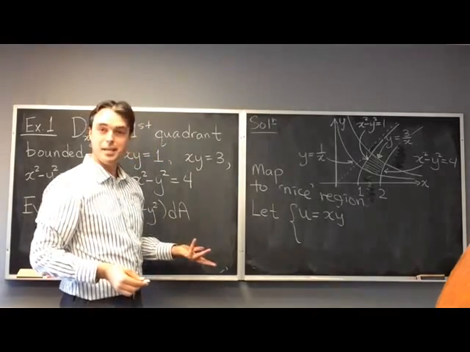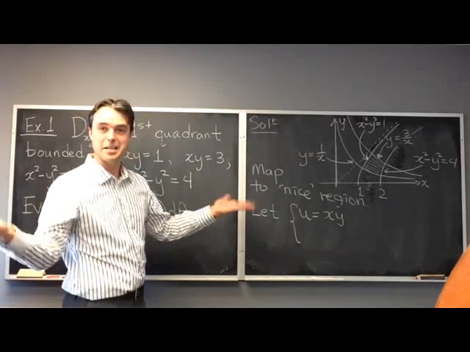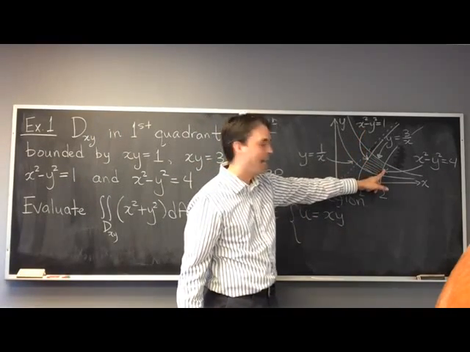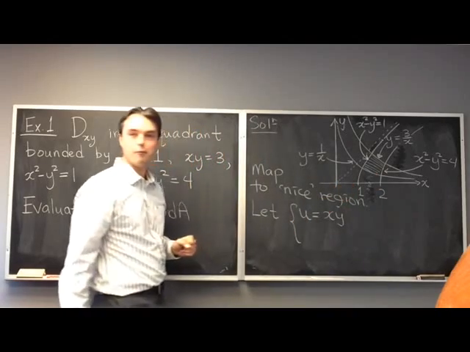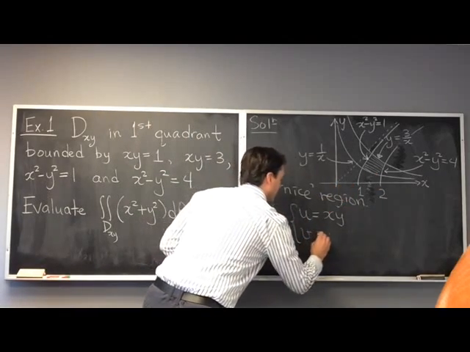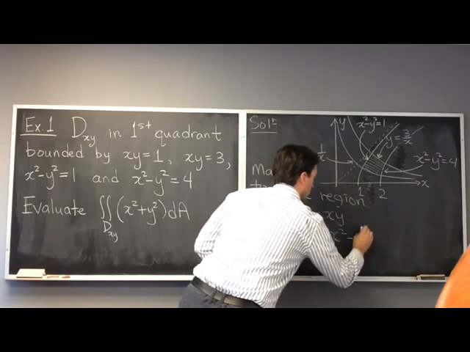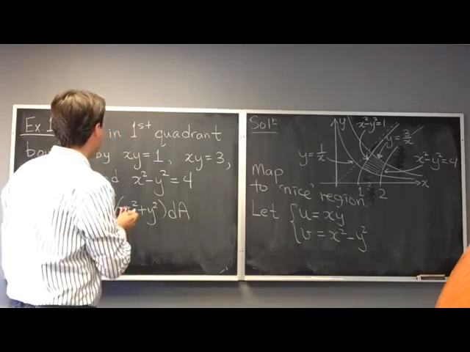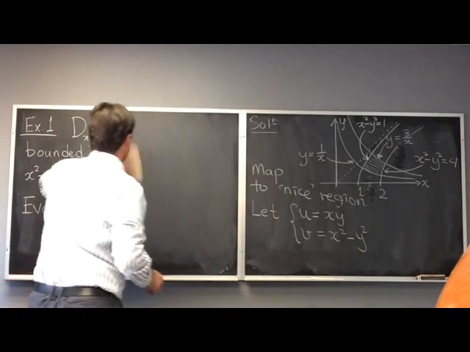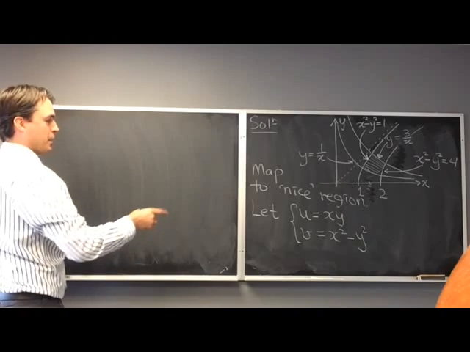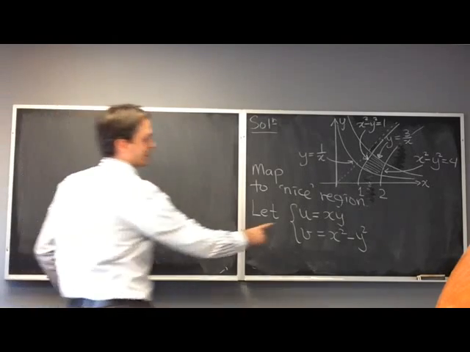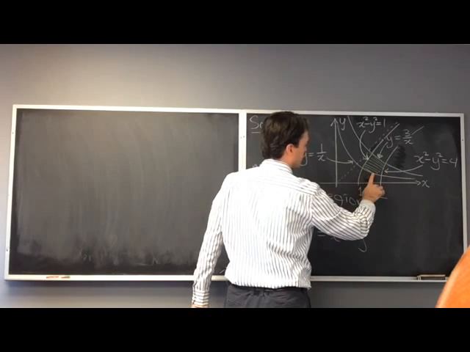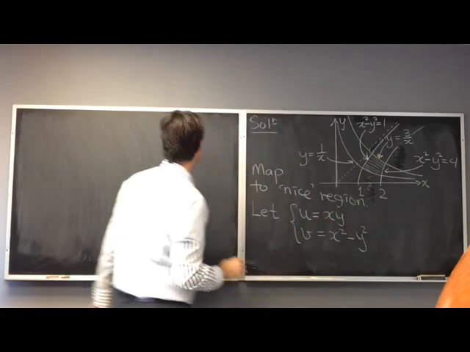All right. And can you guess what v should be? X squared minus y squared, right? Because then that boundary curve would map to v equals 1, and that curve there would map to v equals 4. So v equals x squared minus y squared. And so what happens then is our region will map to the rectangle where u equals 1 or u equals 3.